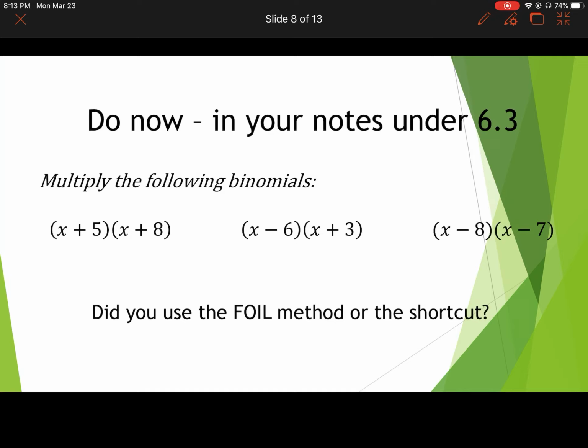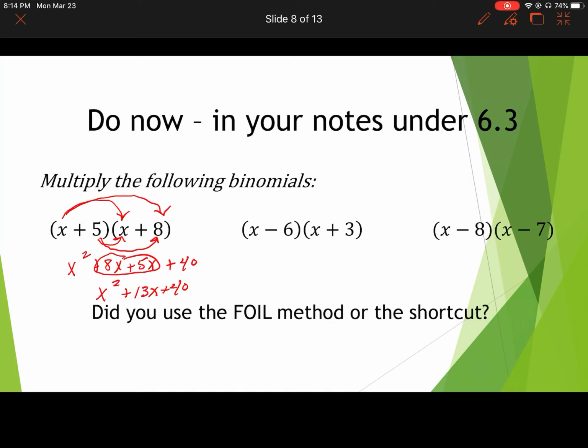Okay, so if we're going to FOIL this, we multiply our first and first, so that's x squared as usual, and our outside terms, so x and 8, to get 8x. And then our inside terms, 5 times x, and then our last terms, 5 times 8. Combine our like terms in the middle, and you see that pattern recurring over and over again. So 13x plus 40.